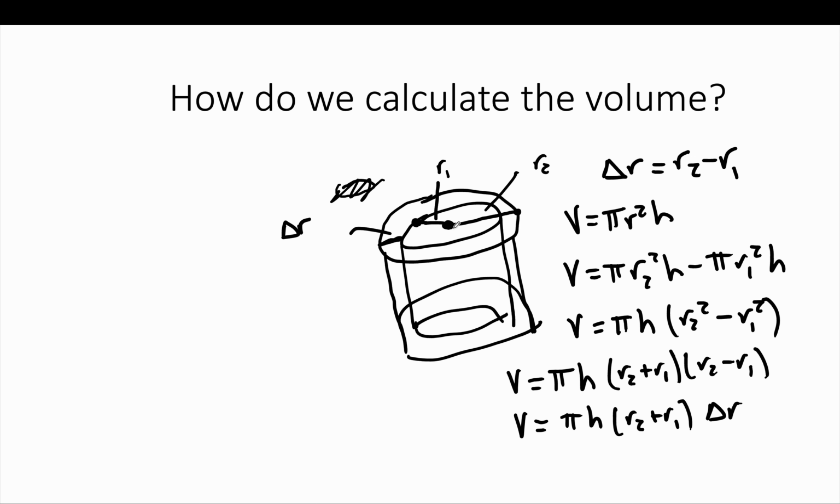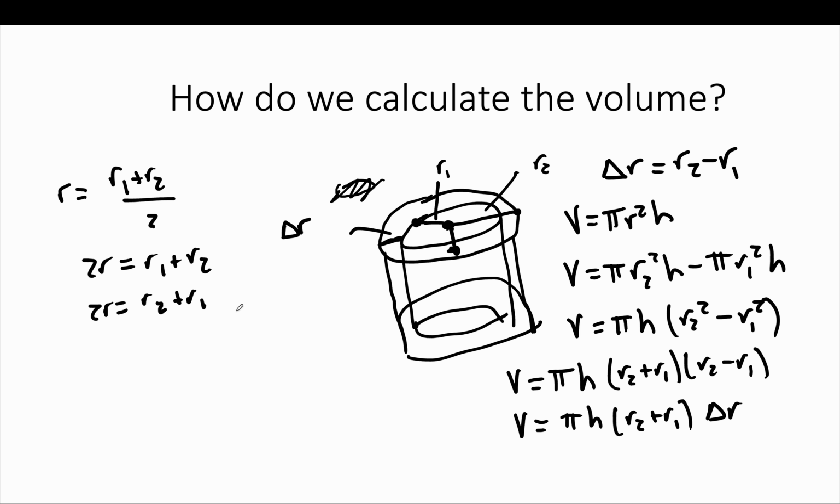Well, there's also another third distance. We call that R. R is hitting the midpoint of this thickness. So how do we find that? R is defined as R1 plus R2 over 2, or 2R is equal to R1 plus R2, or 2R is R2 plus R1.